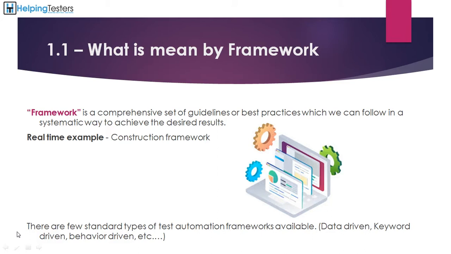Similarly, in order to construct the best automation suite or the best automation script to yield the best results, we need to follow this framework. So there are different types of framework available in automation: data-driven framework, keyword-driven framework, behavior-driven framework. So what is this data-driven framework? Data-driven framework is nothing but multiple data being used to test a particular functionality.